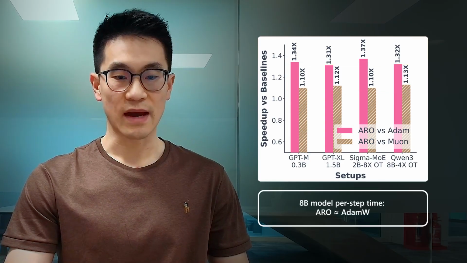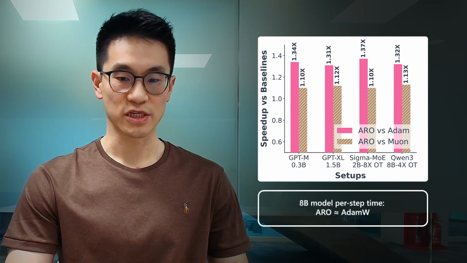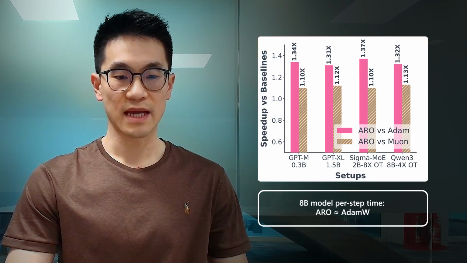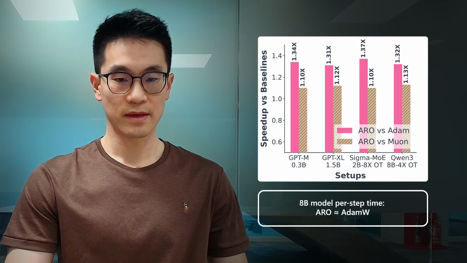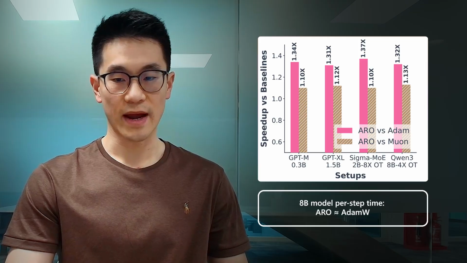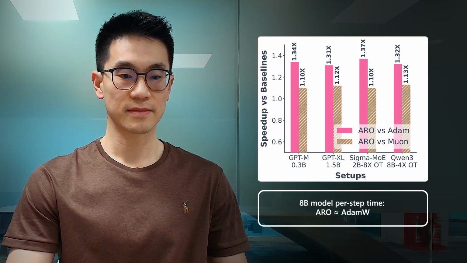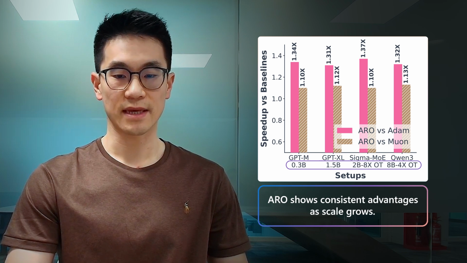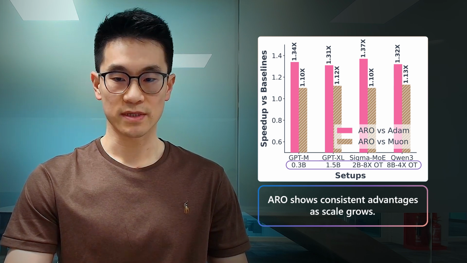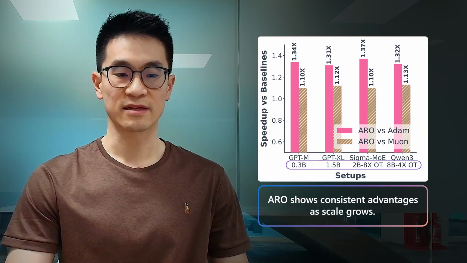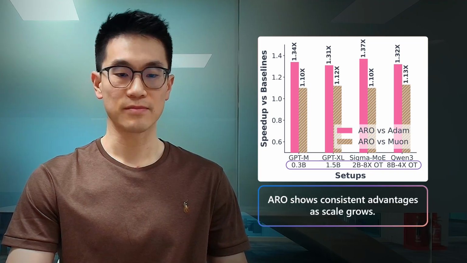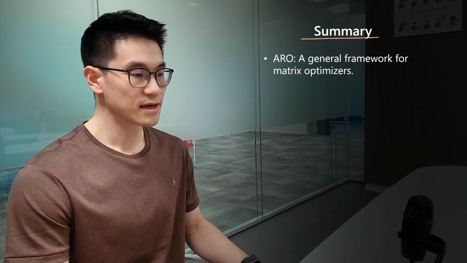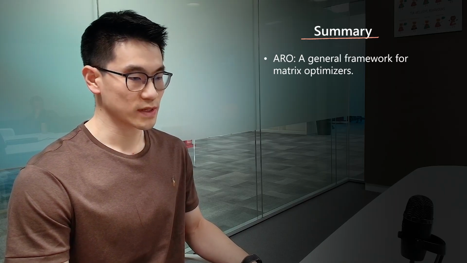All of the experiments use our efficient distributed ARO implementation. In our setup of 8 billion runs, the per-step runtime is on par with AdamW, meaning that the speedup translates directly into wall clock time savings. Overall, these results suggest that ARO speedup is scale robust. Based on this trend, it is likely to maintain its advantages over AdamW and Muon as we move on to even larger models. To summarize, ARO is a general framework for matrix optimizers.